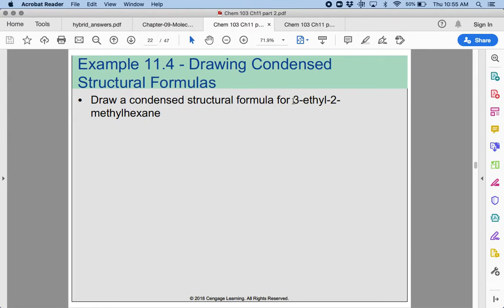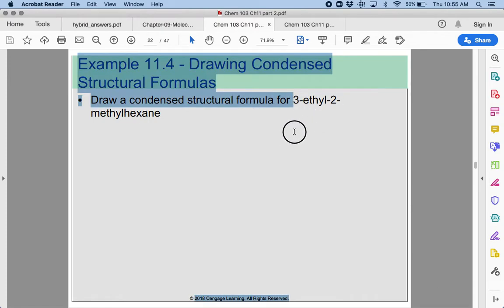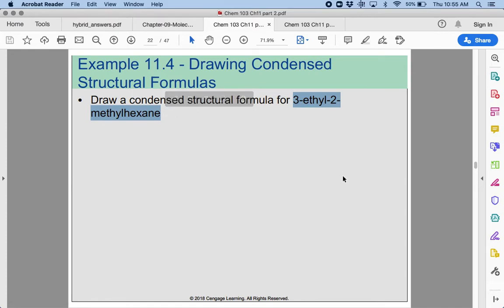So I want to give you a moment to go ahead and draw this compound right here. 3-ethyl, 2-methyl, hexane. So I will let you know most students have an easier time going from the word to the drawing than going from the drawing to the word. But you will have to know how to do both. So I'll pause the video. I encourage you to pause it and actually draw this out.